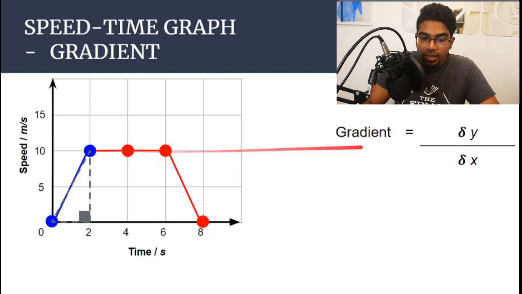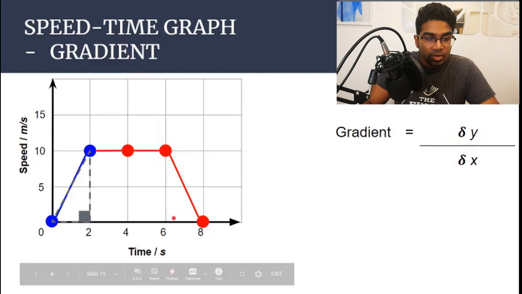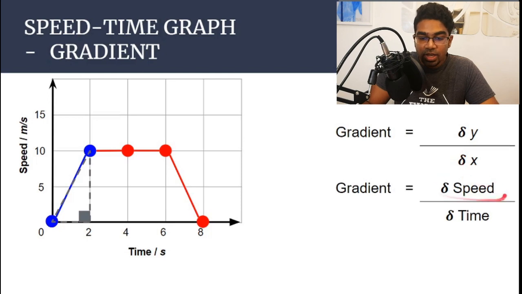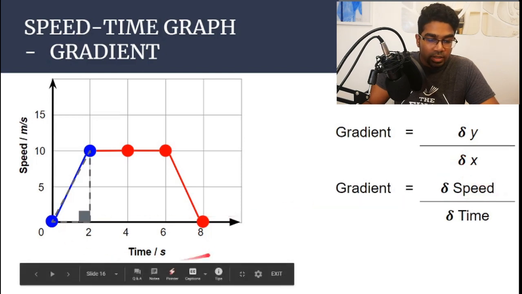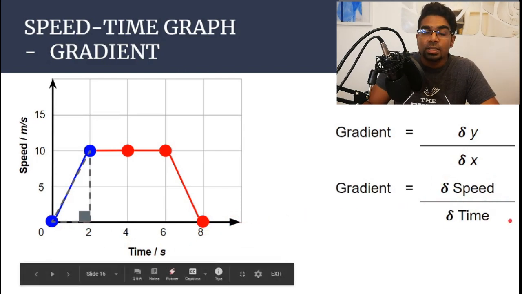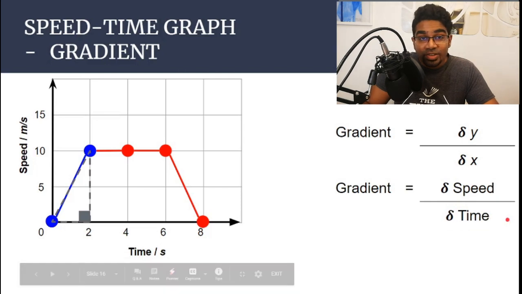So here when we are taking the change in y, for a speed time graph, the y-axis represents speed. So what we are actually measuring is the change in speed over, and the change in x means the change in time. So the change of speed over time, this is the definition for acceleration.